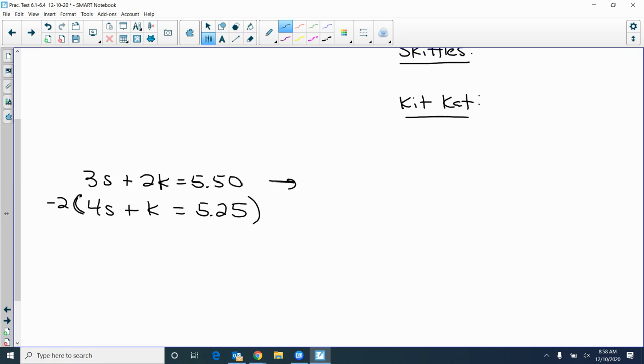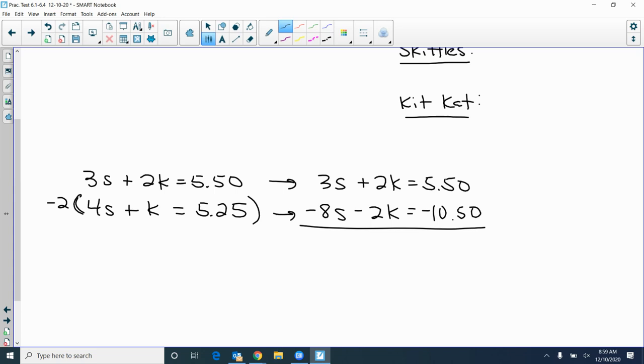The top one I don't need to multiply, and that is the easiest way for this one. And then when I multiply, I get negative 8s minus 2k equals, oh, these are big numbers, negative 1050, is that right? Now, what do I get? I get negative 5s equals, what's 550 minus 1050? Is that negative 500? Divide by negative 5, and I get s equals 1.